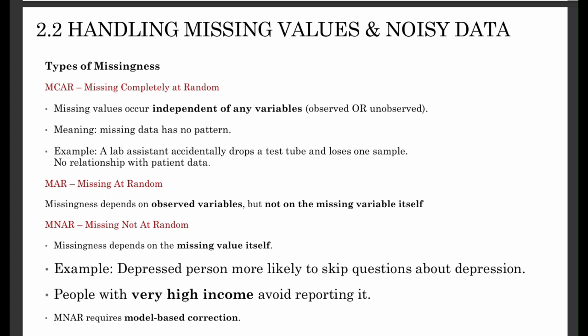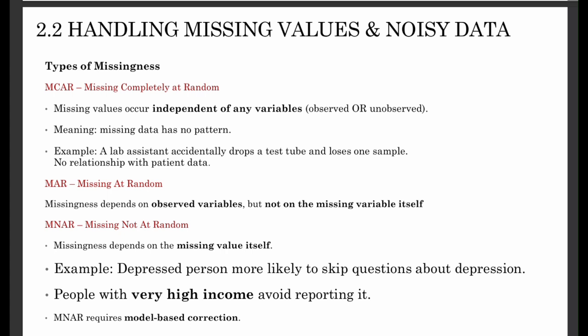Type 2, MAR, missing at random. Missingness depends on observed variables but not on the value of the missing variable itself. For example, men might be less likely to respond to health surveys, so gender, an observed variable, predicts missingness, but the missing health value itself doesn't determine whether it's missing.